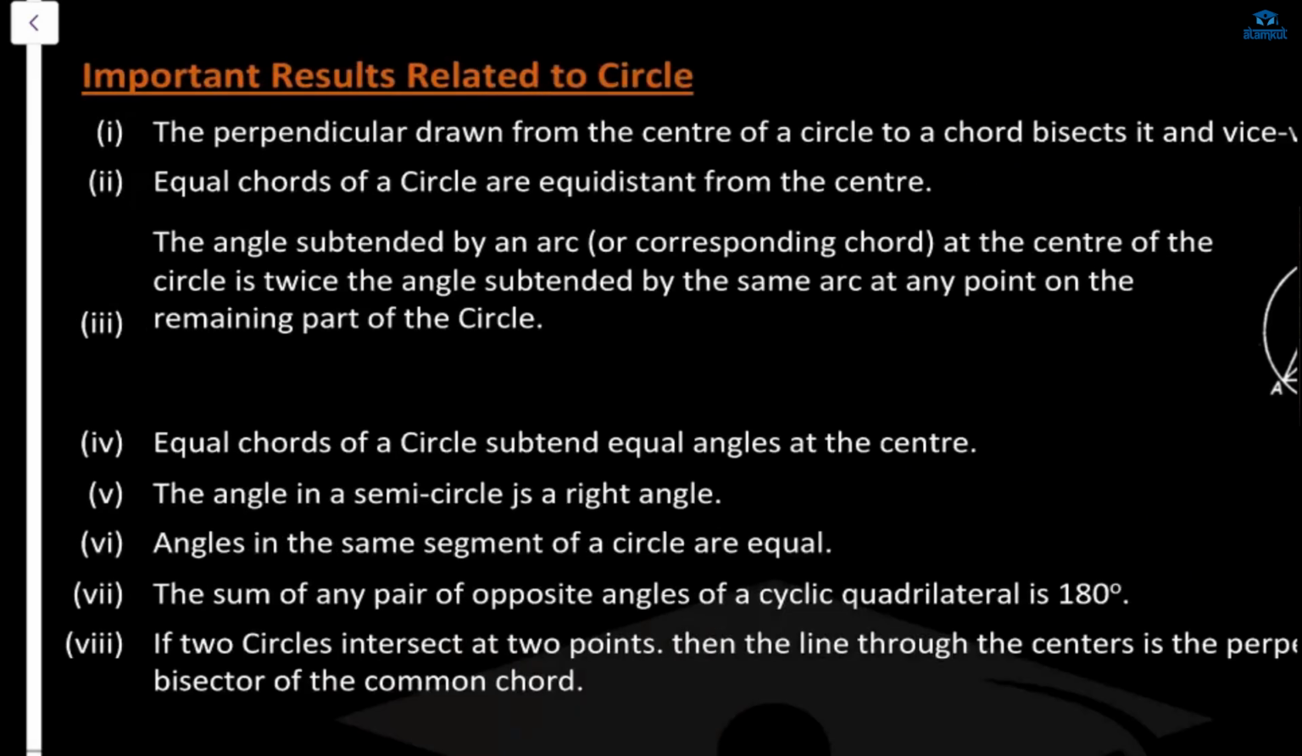So it is written here, the angle subtended by an arc at the center of the circle is twice the angle subtended by the same arc at any point on the remaining part of the circle. At any part of the circle, if you make an angle with the same chord, then that angle will be half of the angle that the chord is making at the center. Now, equal chords of a circle subtend equal angles at the center. Like equal chords are equidistant from the center, they hold equal angles at the center.